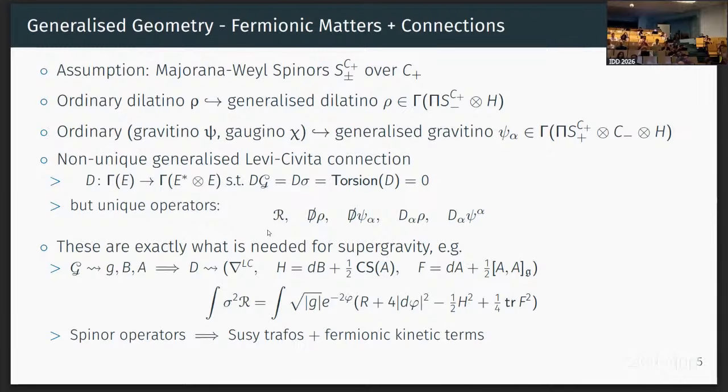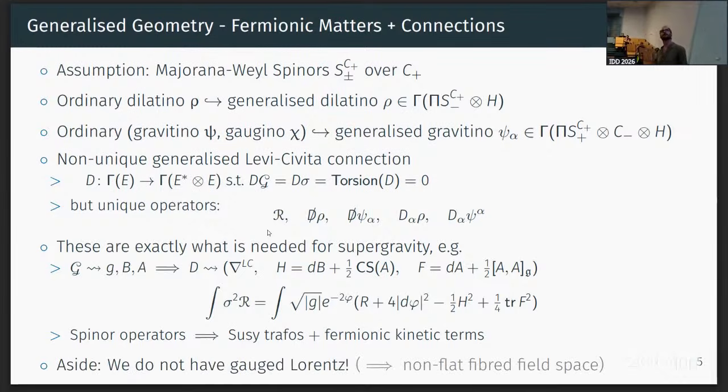Cool. As a quick aside, in our formalism, we do not have any gauge Lorentz transformations. We only have generalized Lie derivatives and supersymmetry. And this leads to a very interesting structure that unfortunately I don't have time to talk about, but please feel free to ask me later about it.